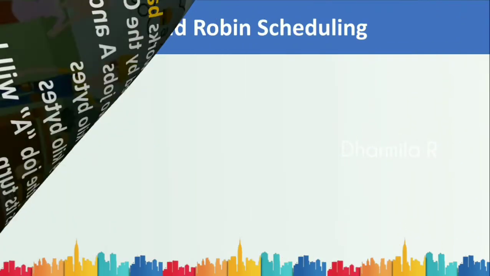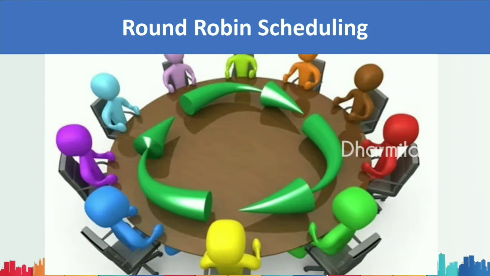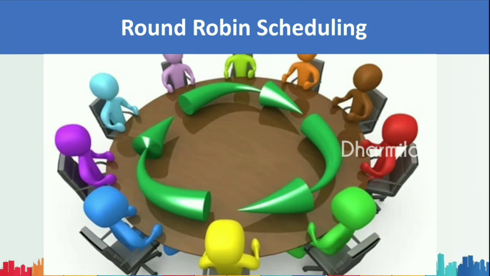Now let us move on to the third algorithm, round robin scheduling. So this algorithm is based on time sharing. So for example, let us consider a round table conference. Here each student is asked to talk a few words about their school, and we have a fixed time.